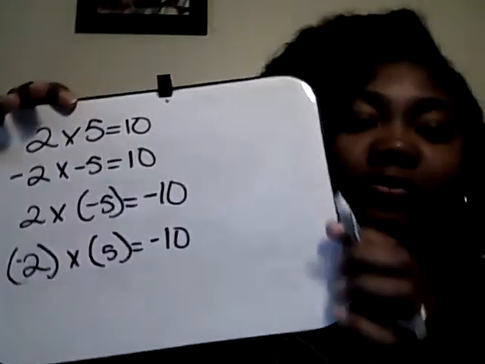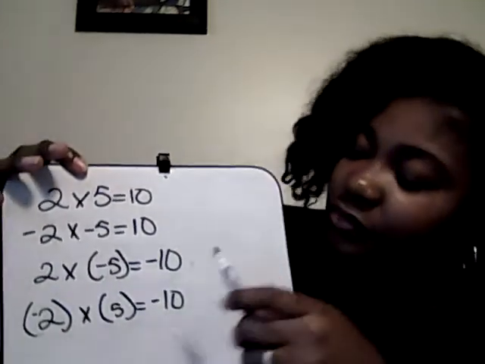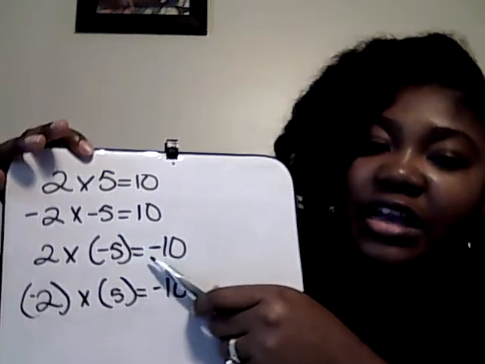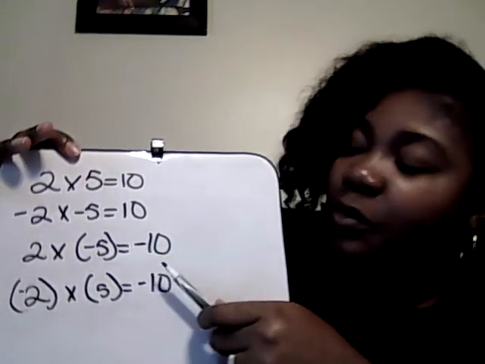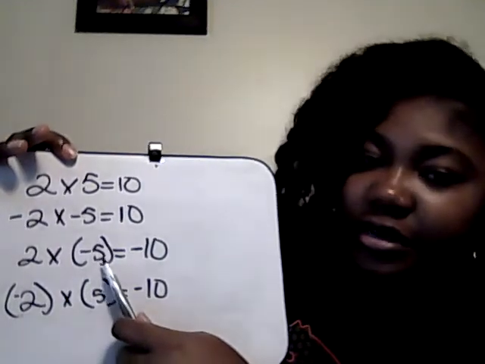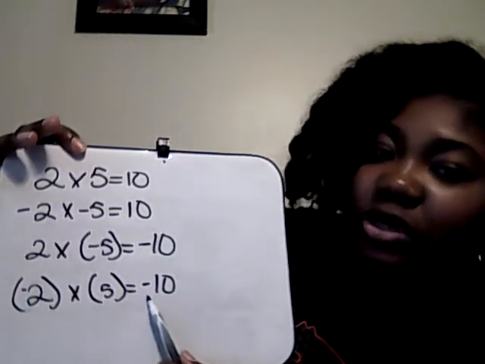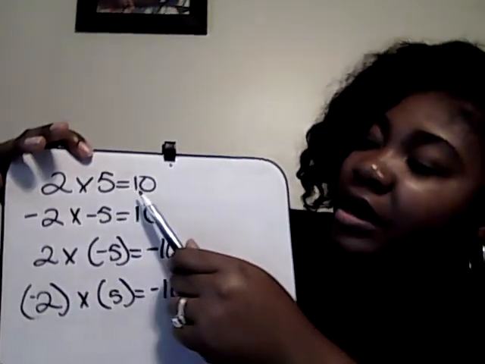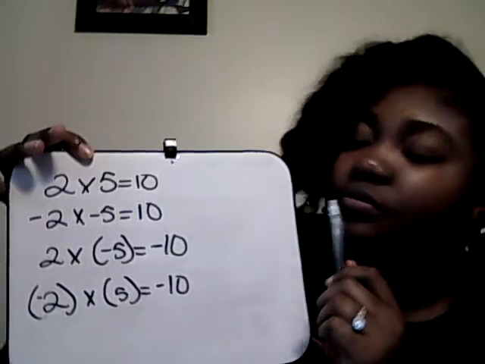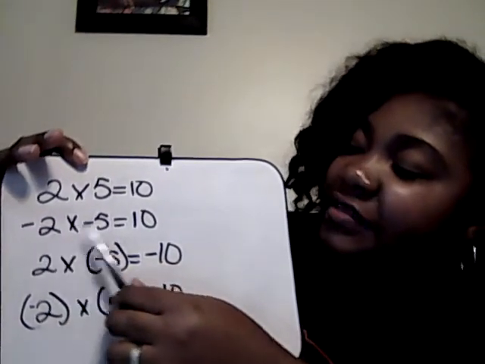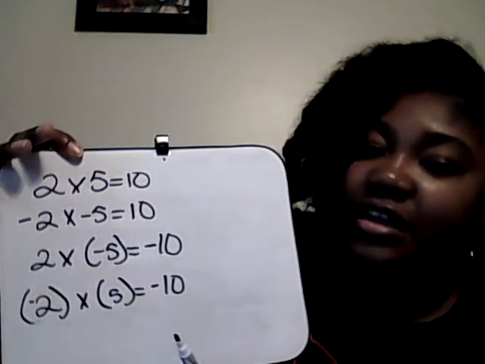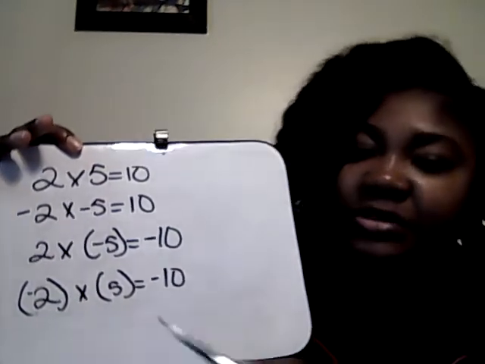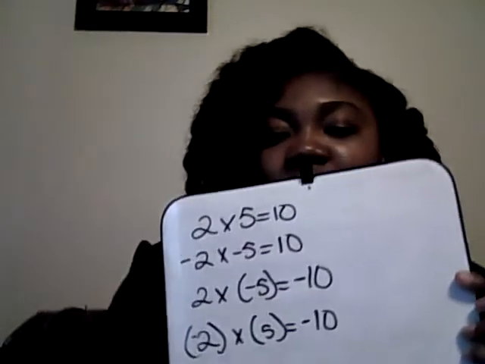So the bottom two, as long as you can get these two, when it's just one negative, whether it's first or second, the answer is going to remain negative. Okay? So whenever it's all positive, you're just going to write it as usual. Multiplying a negative times a negative is going to be 10. Multiplying a positive times a negative is going to be negative 10. And a negative times a positive is going to remain negative, okay?